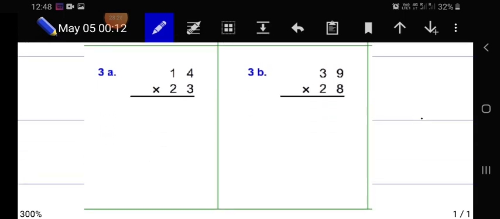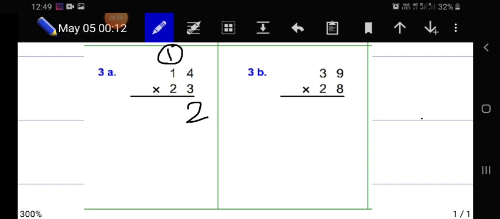Okay, so the first sum here is 14 multiplied by 23. 14 multiplied by 23. So let's start. Now first of all, we are going to multiply 3 with 4 and then with 1. Okay, and then the 23, 2 with 4 and 2 with 1. And after that we will add the solution. Okay, let's just start. 3 4s are 12. 2 is here, 1 is carried next.